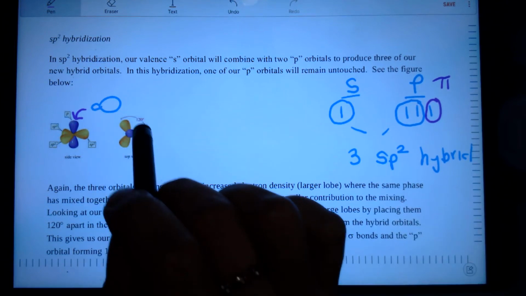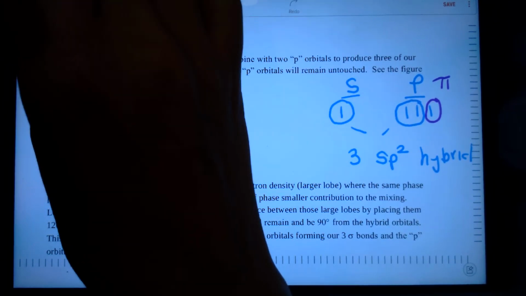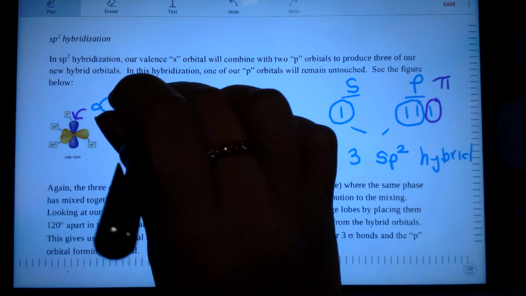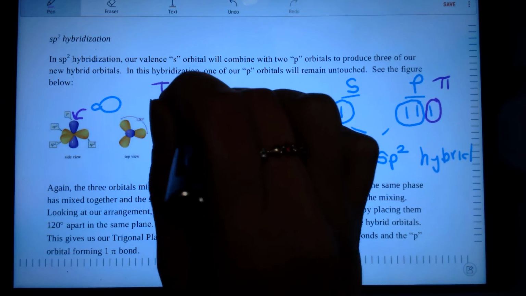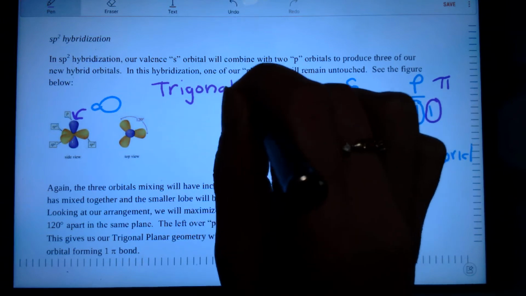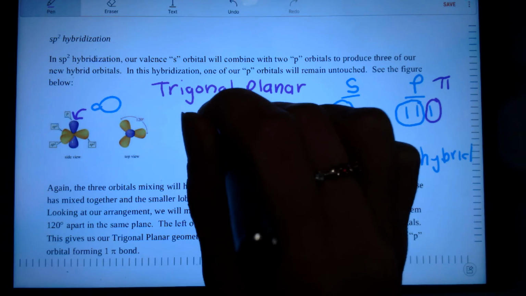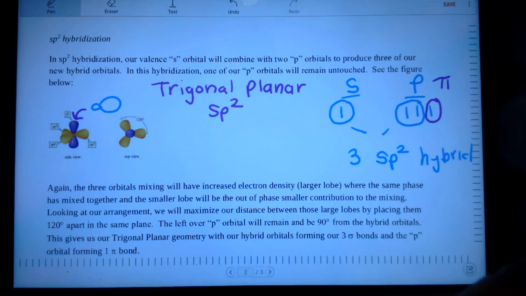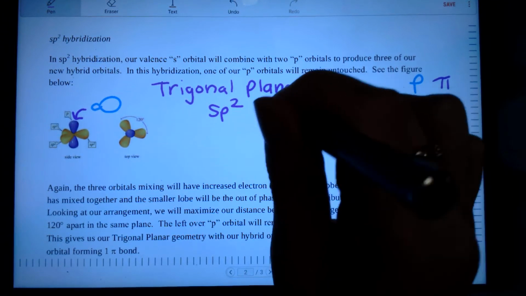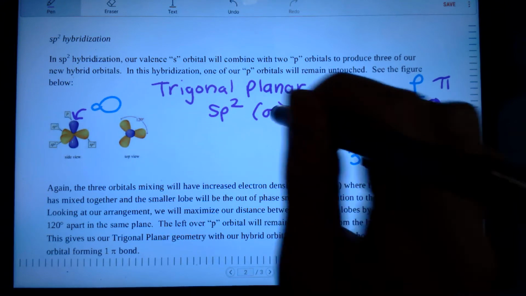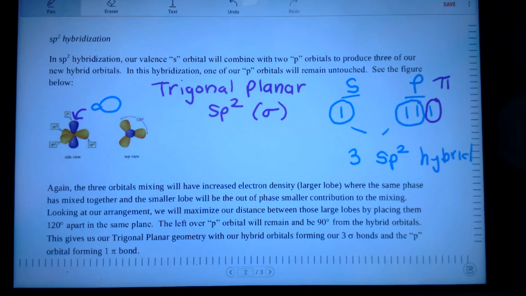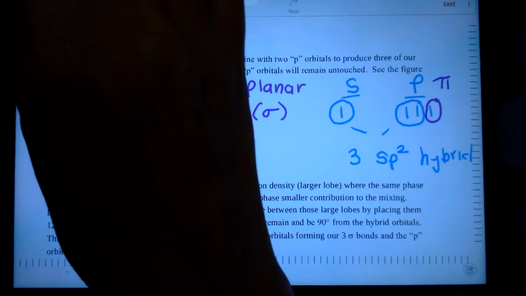This hybridization gives us the shape with 120 degree angles, the trigonal planar shape. So trigonal planar has sp2 hybridization. We have three of those hybrid orbitals forming sigma bonds, and then the leftover p is left to form some sort of pi bond, like a double bond.